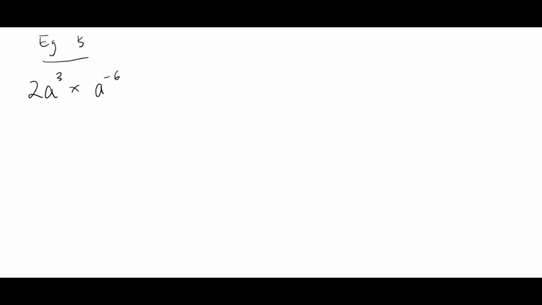And example 5, we move on. Now we have something a little bit different. We have a number on the outer side of the base, but check that the base is still the same, and the base is a. So what happens now is you don't care about the 2, just write it as it is, and then we use the first formula to add the power up. So you have 2a power -3.